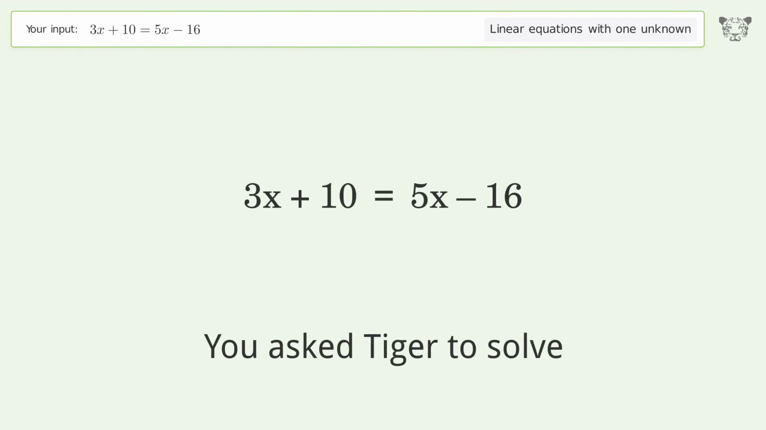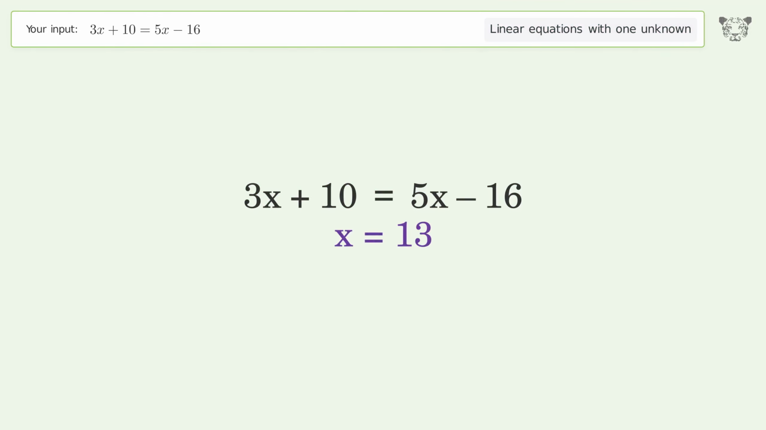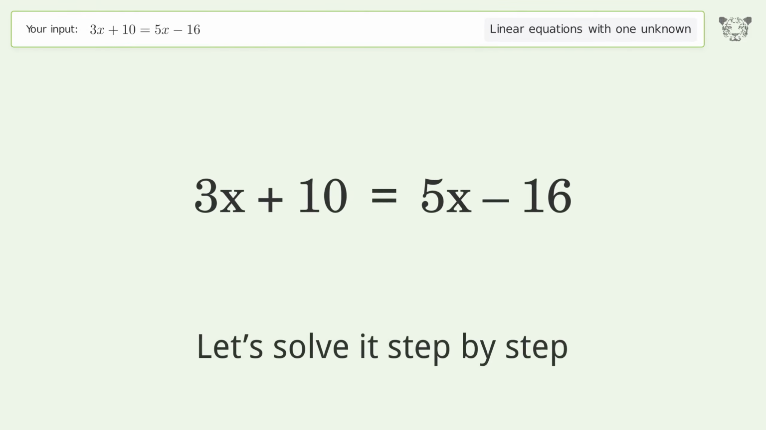You ask Tiger to solve this. This deals with linear equations with one unknown. The final result is x equals 13. Let's solve it step by step.